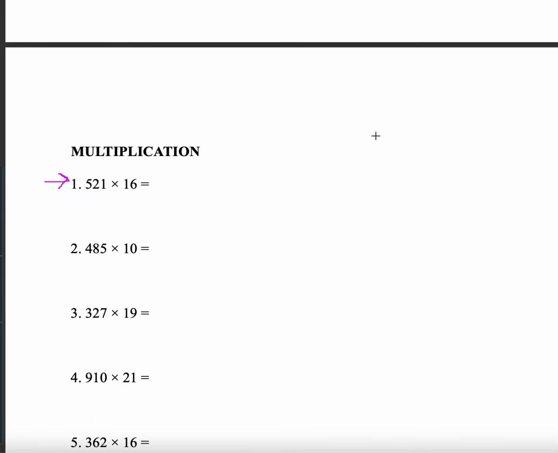Let's look at number 1, 521 times 16. 6, 2 times 6, 12. Put the 1 there. 5 times 6, 30. 30 plus 1, 31. Add a 0 as a placeholder and move on to the second digit. 1 times 1, 1. 2 times 1, 2. And 5 times 1, 5.